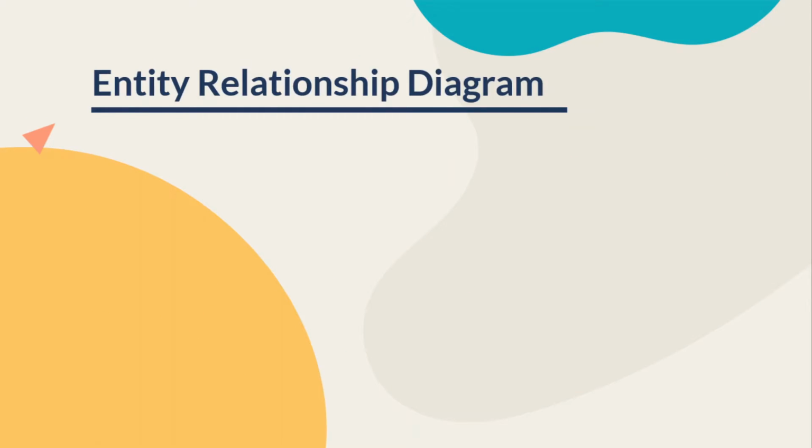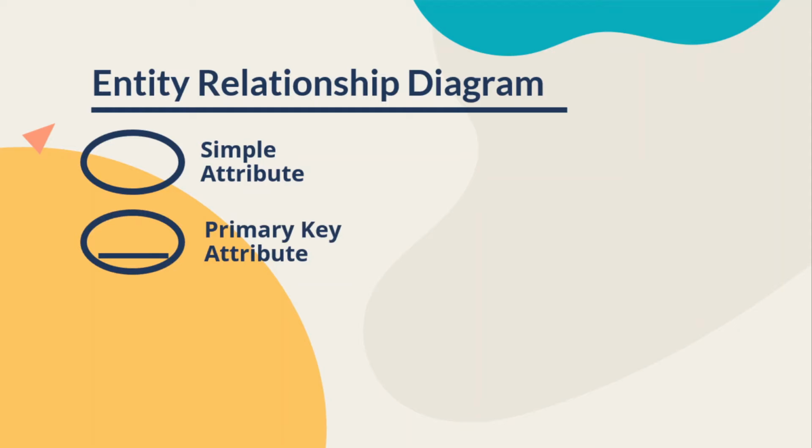The next is the ellipse symbol. It represents a simple attribute, which is an attribute that has a single value and cannot be decomposed into more specific attributes. Then the ellipse with an underscore is an attribute that becomes the primary key that can uniquely distinguish an entity. And then the dashed ellipse represents a derived attribute, that is an attribute that is derived from another attribute. For example, the age attribute, its value can be derived from birth date by finding the difference between birth date and current date.